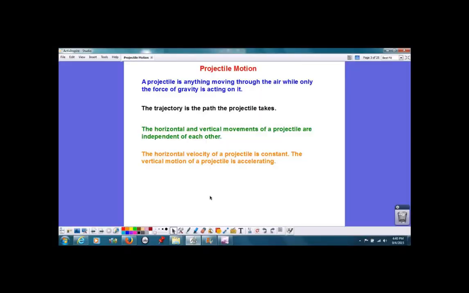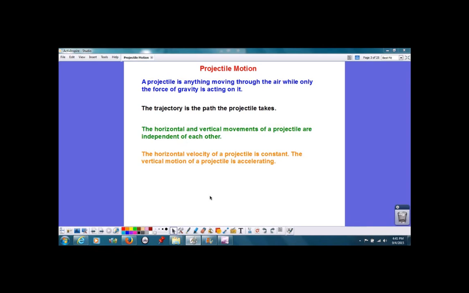Okay, so maybe you were able to pick up from the introduction there that some things are projectiles, other things are not. So what makes a projectile a projectile? Well, a projectile is anything moving through the air while only the force of gravity is acting on it. So if you noticed, some of the things that were not projectiles were a piece of paper and a paper airplane, because there is too much air resistance, okay? Other things that were not projectiles were things that had motors. They can propel themselves. All right, so a projectile has only gravity acting on it.